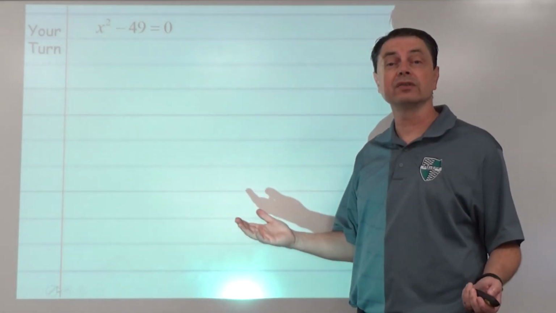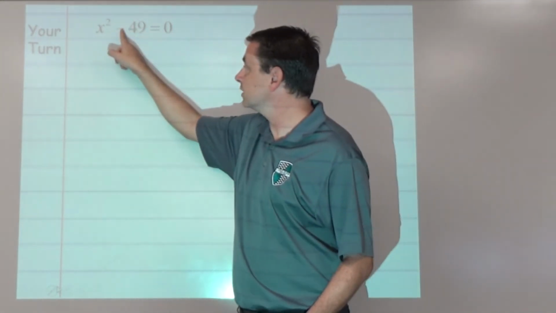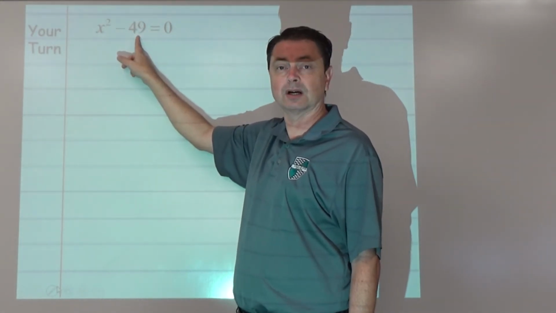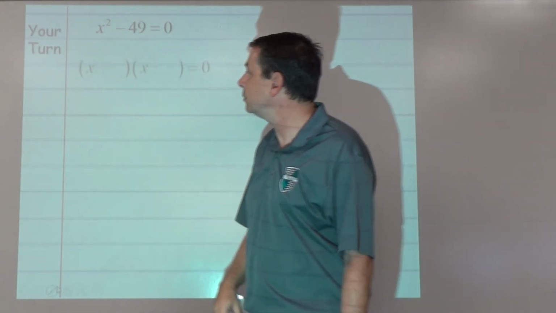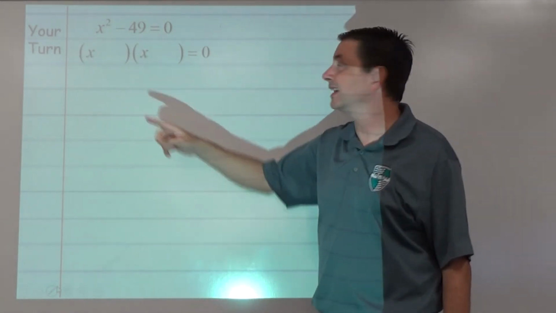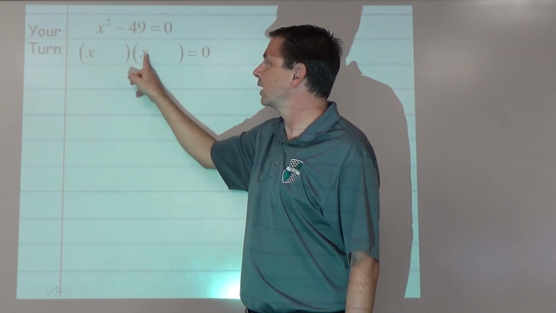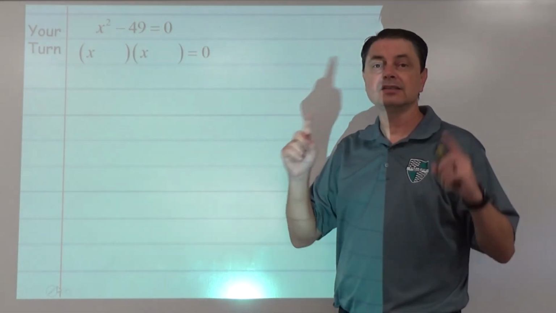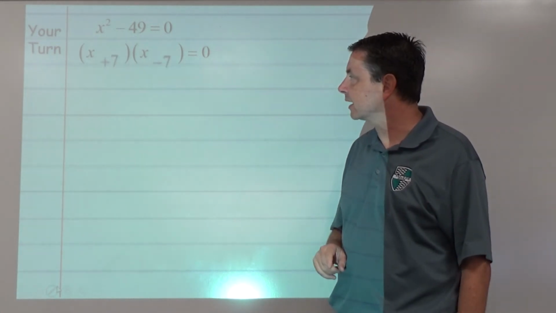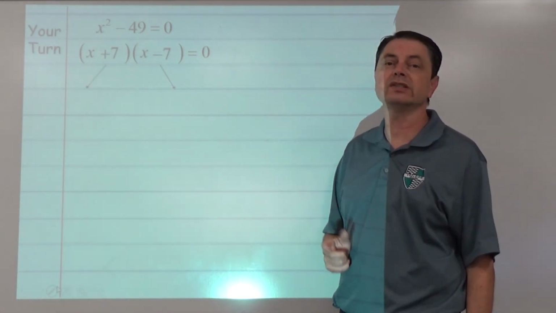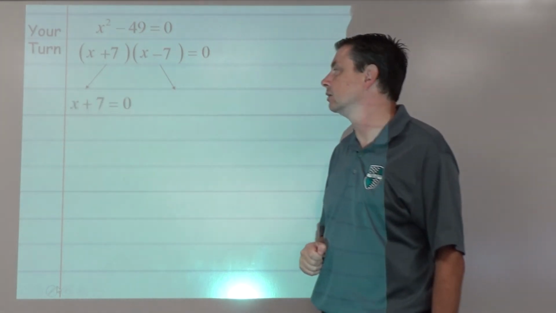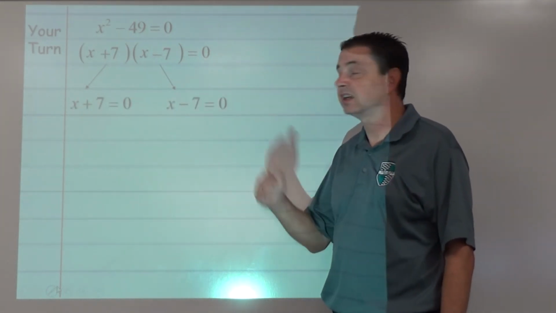I wonder if it's a difference of squares. It's a difference. That's a square. And yeah, 49 is a square. So as we split it up, what would we square to get x squared? X. So x goes in the front. What gets squared to make 49? 7. That goes in the back. One's a plus, one's a minus. Split them, set them equal to 0. We solve from there.